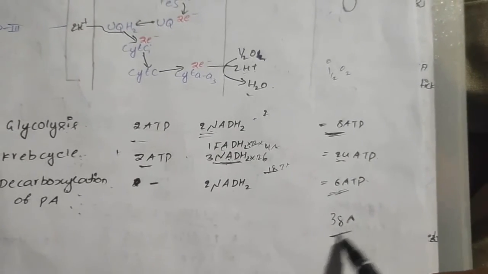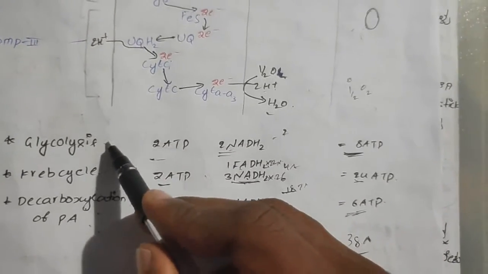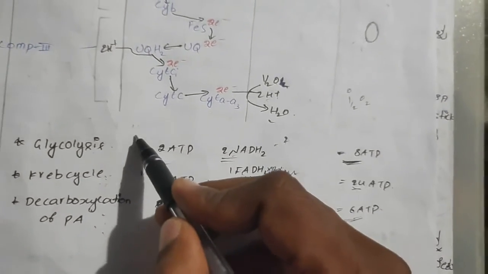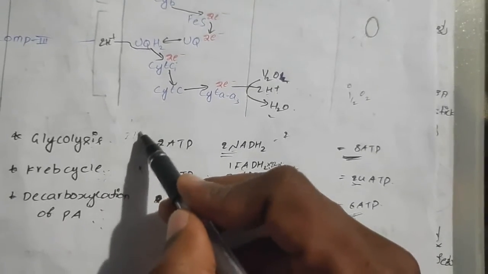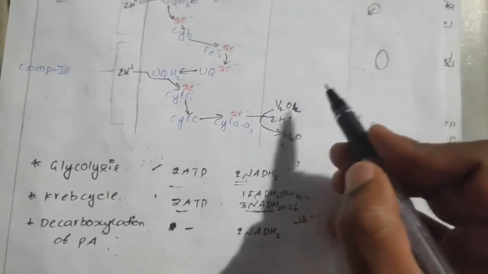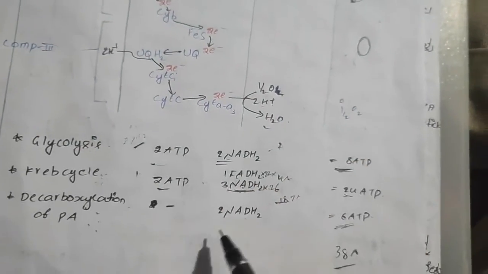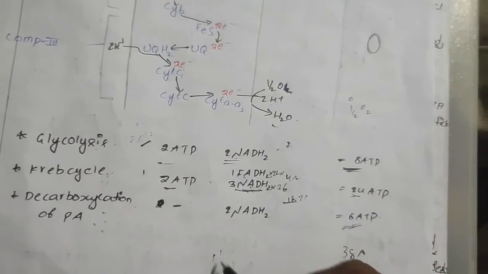But out of these 38 ATPs, the glycolysis step takes place in the cytoplasm, and in this glycolysis we are getting 2 molecules of NADH2, and this NADH2 is impermeable to the mitochondria. From the cytoplasm it should enter into the mitochondria. For this pumping of NADH2 from the cytoplasm into the mitochondria, it requires energy. Therefore, we are investing 1 molecule of ATP. For 1 NADH2, we are investing 1 ATP.